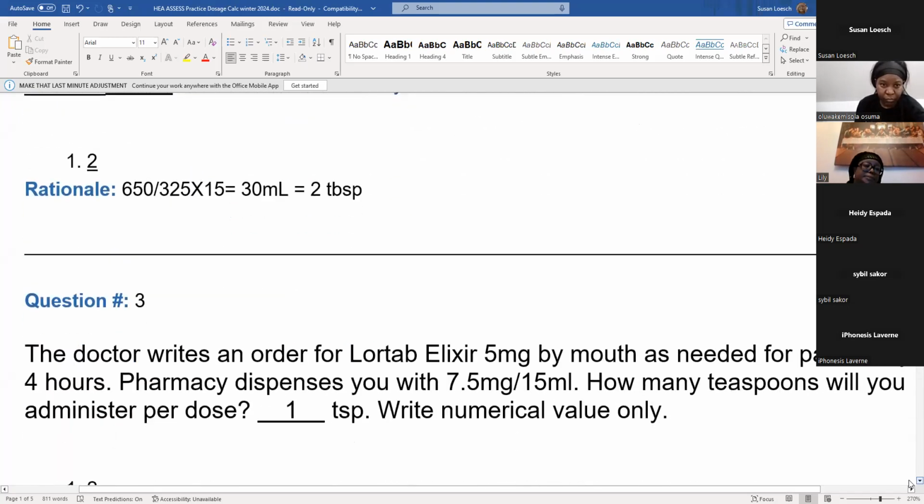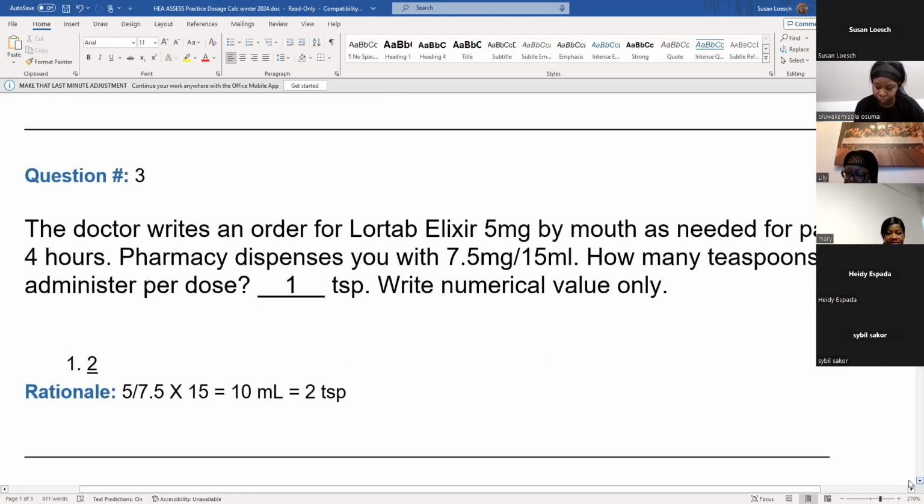Okay, now you got to do teaspoons. Teaspoons are how many mLs? 5 mL. Okay, so first calculate your dose because it's asking you per dose, so you know that's desired over have. Teaspoons. 2. Everybody good there? Yes.